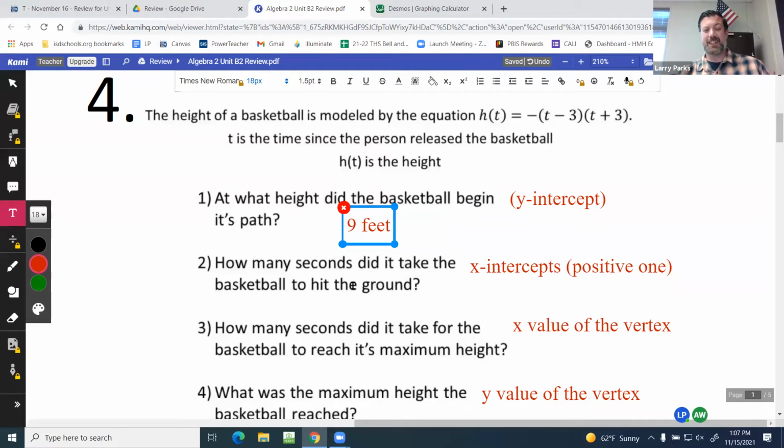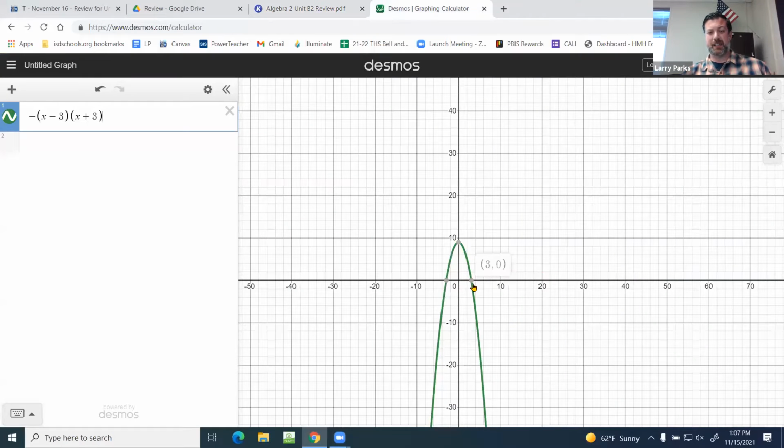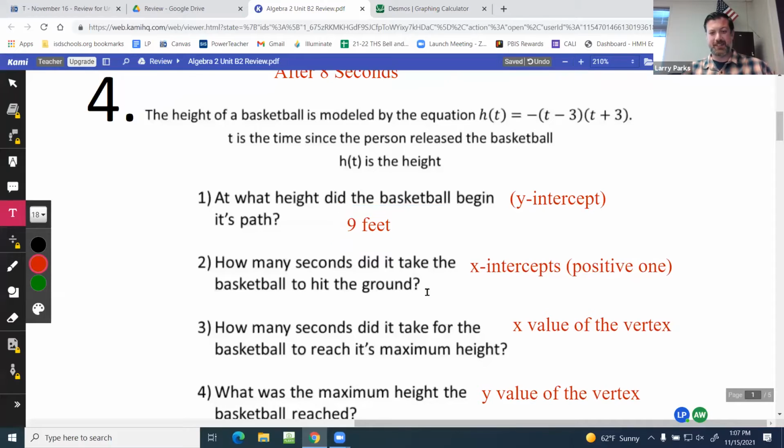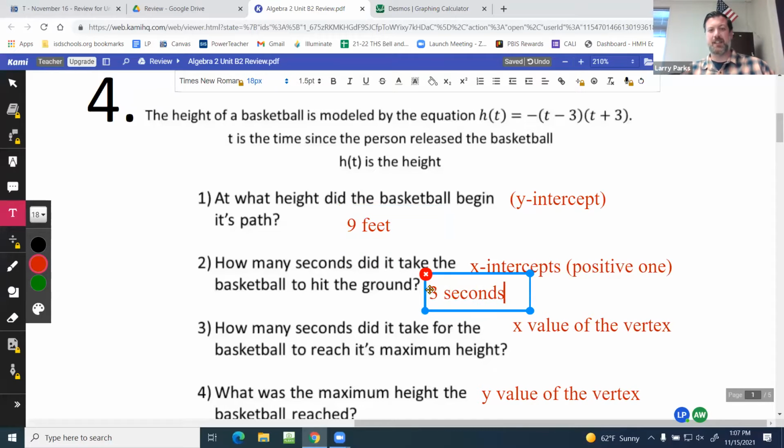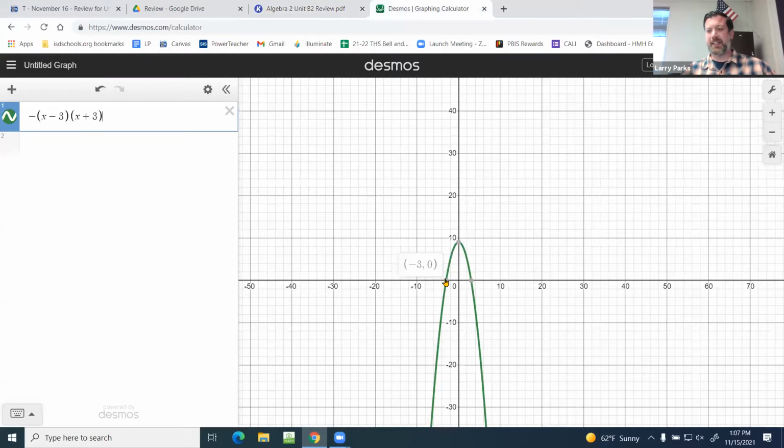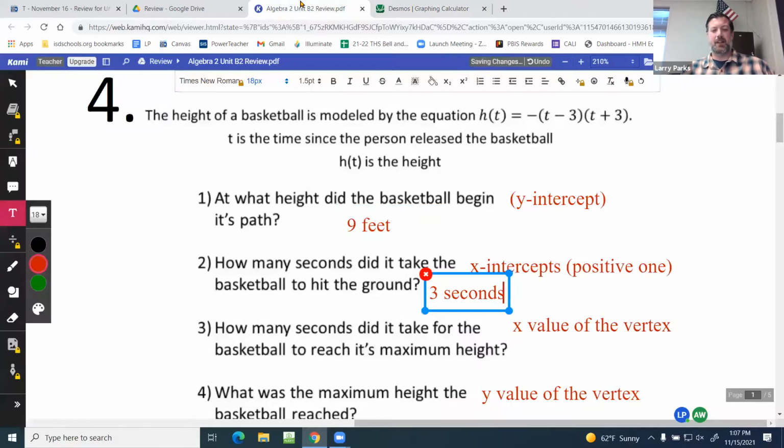How many seconds did it take the basketball to hit the ground? That's the x-intercept. That would be 3. It took 3 seconds. Notice you do not look at the negative because that would be talking about the basketball in the past. That doesn't make any sense.